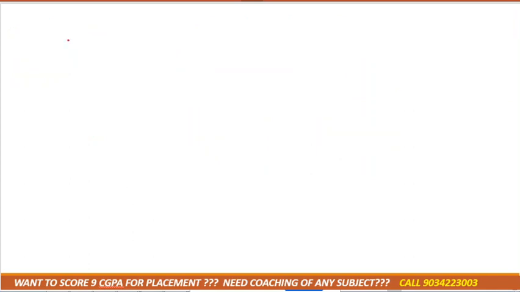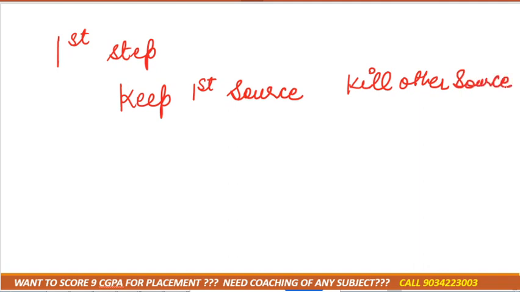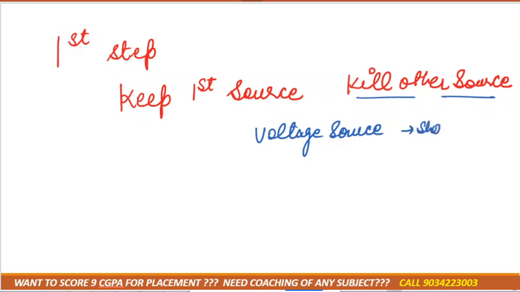So in the superposition theorem, what will we do? In the first step, we have to keep the first source and kill the other source. Got it? Killing the other source means if there is a voltage source, then it needs to be short circuited. Remember I told you in the Thevenin theorem also that a voltage source must be short circuited. Short circuit means completely remove the voltage source and place a plain wire across it.